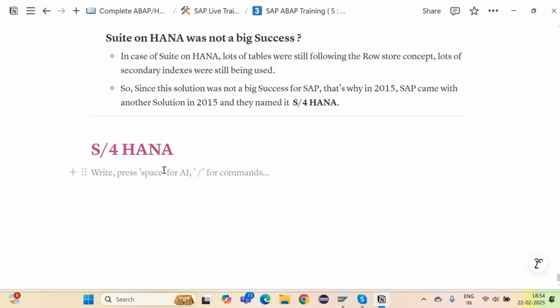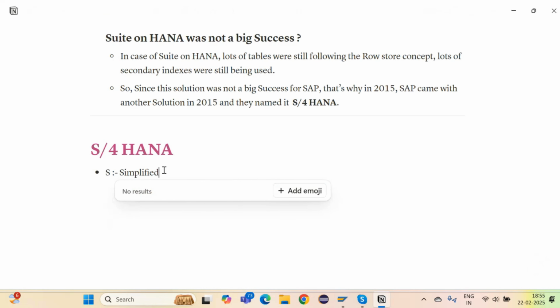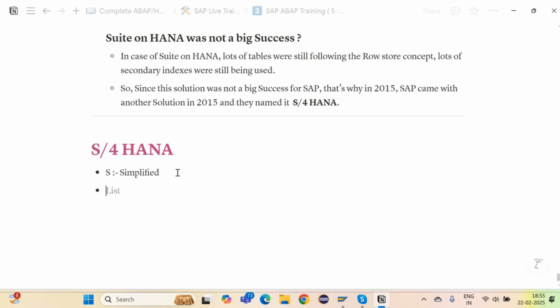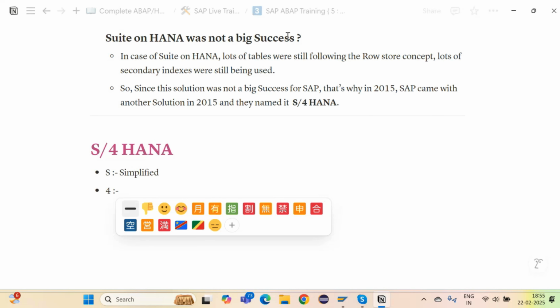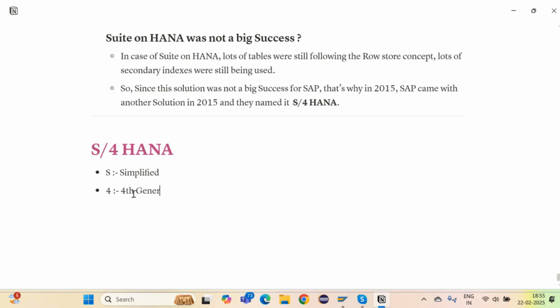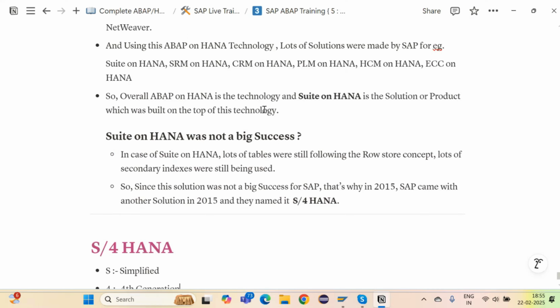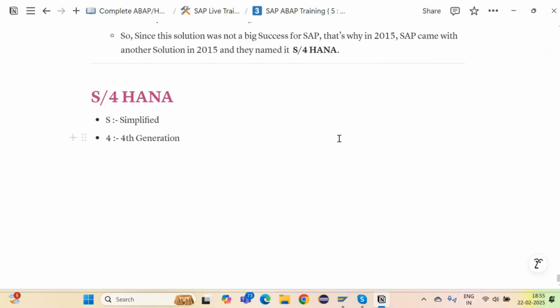What is this S4 HANA? S here simply means simplified. Four is fourth generation. Your fourth generation product was already Suite on HANA, but they created its extended and more updated version, and they named it simplified fourth generation. So earlier, lots of products with different solutions were there, and they combined them together into this S4 HANA.